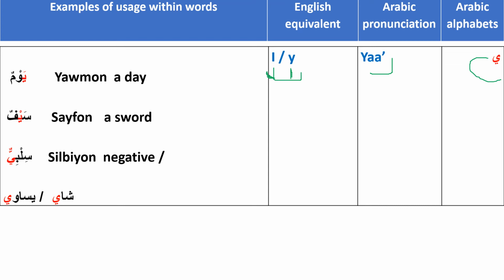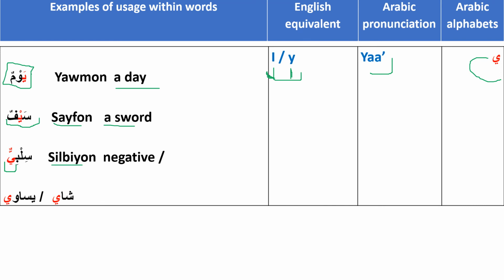Look here, if you are to write it at the beginning of the word, it must be attached to the letter that comes after it, like yawmun, which means a day. In the middle, it must look like this, sayfun, which means a sword. And at the end, it must look like this. If you see, it's somehow or totally like how it looks in the alphabetical set.